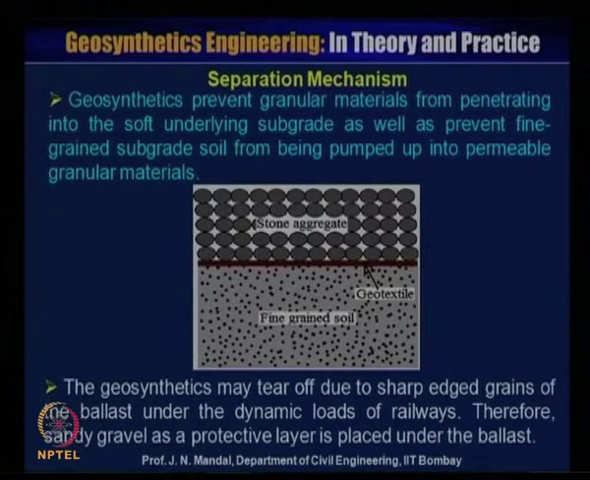Now what is the role of the geosynthetic material? If you introduce a layer of geosynthetic material in between the finer grained soil and the stone aggregate, the geosynthetic material acts as a separation. Geosynthetics prevent the granular material from penetrating into the soft underlying subgrade, as well as prevent fine grained subgrade soil from being pumped or migrated up into the permeable granular material.